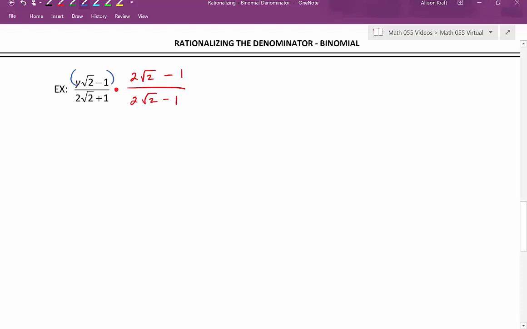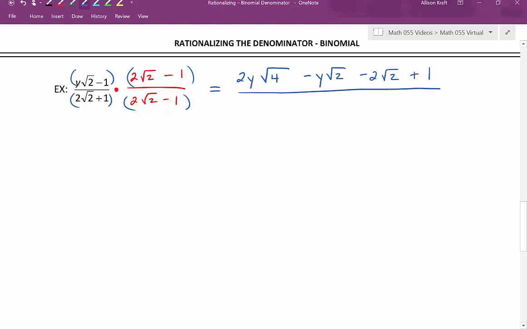Again, I'm going to put a bunch of parentheses here so I do my distribution correctly. There is no shortcut for the numerator. We're going to have to do a full FOIL here. y square root of 2 times 2 square root of 2. That's 2y on the outside, 4 underneath our radical. y square root of 2 times negative 1 is negative 1y square root of 2. Negative 1 times 2 square root of 2 is negative 2 square root of 2. And negative 1 times negative 1 gives us positive 1.